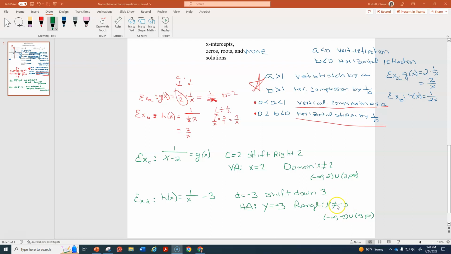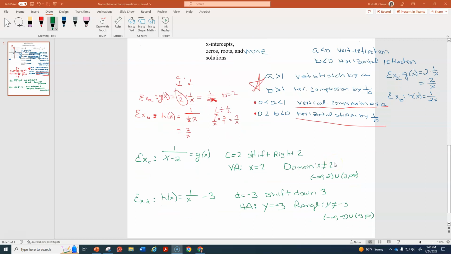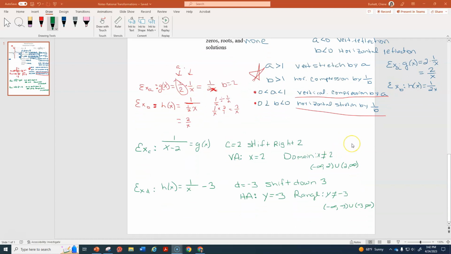So why the range can't be -3: if we go from negative infinity up to -3 and then union that with -3 all the way to positive infinity, we'll get all the possible y values. There is no x value that we can plug in right here that would cause that graph to equal -3. So that is, I believe, an overall picture of what the problems could look like on your assignment.